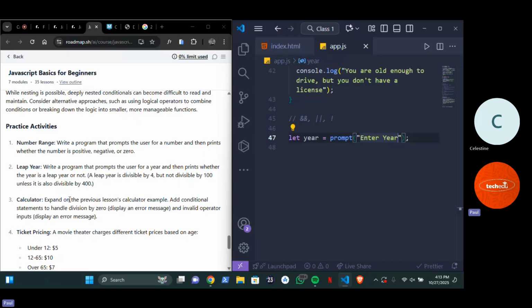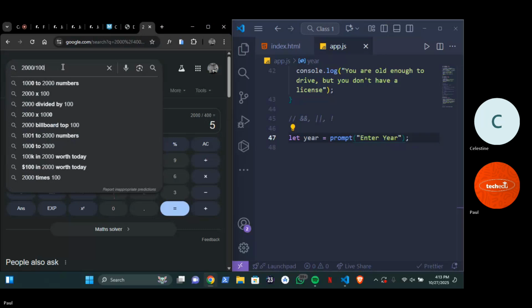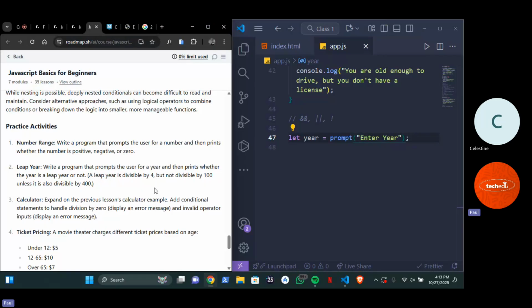Unless it is also what? Divisible by what? 400. And we just checked it out. Every leap year can be divided by what? 4. No leap year can be divided by what? 100. Let us check it out. So 2000 divided by 100. That's what I want to check now. This is weird because, no. The reason that they gave to us is that a leap year is divisible by what? 4, but not divisible by 100. Oh, I understand. They said a leap year is divisible by 4, but not divisible by 100 unless that same number is also divisible by what? 400.